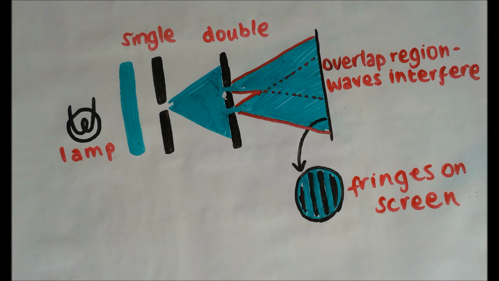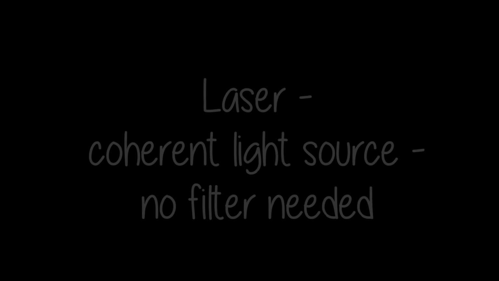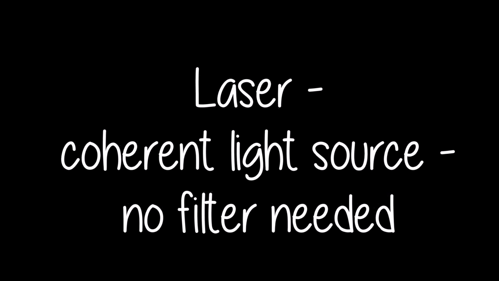We can work out the wavelengths of the different colours of visible light. The equation is: wavelength equals ax over D. A is the separation between the slits, D is the distance from the slits to the screen, and x is the separation between the fringes on the screen. This equation only applies if the distance between the slits is a lot smaller than the distance from the slits to the screen. To avoid using a filter, a laser can be used as it is a monochromatic light source.